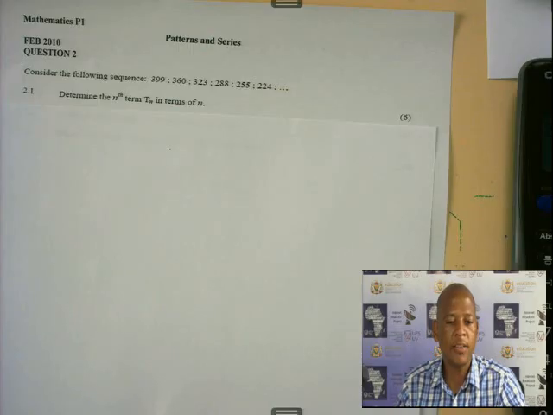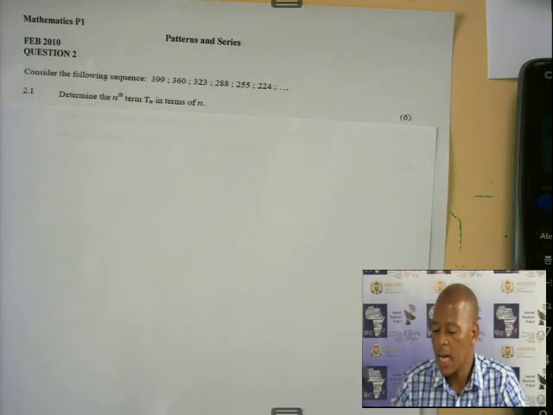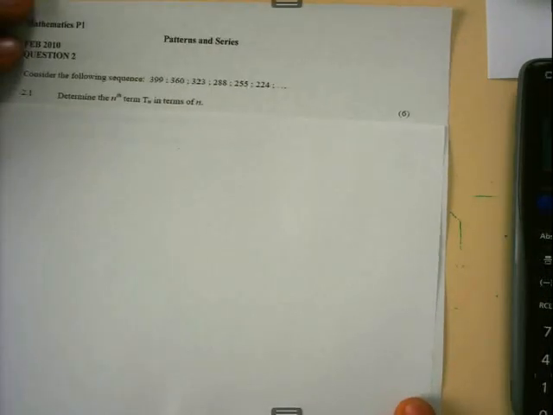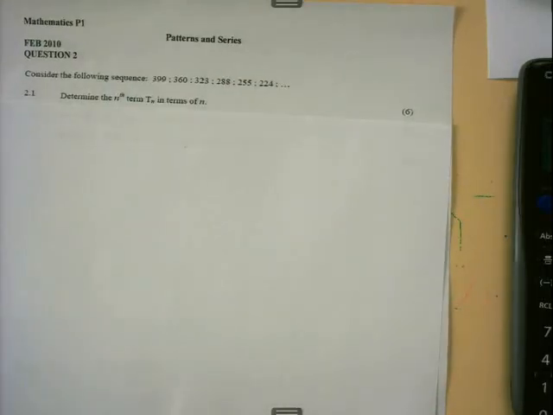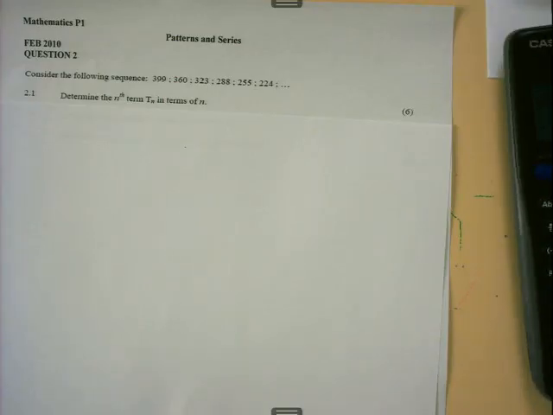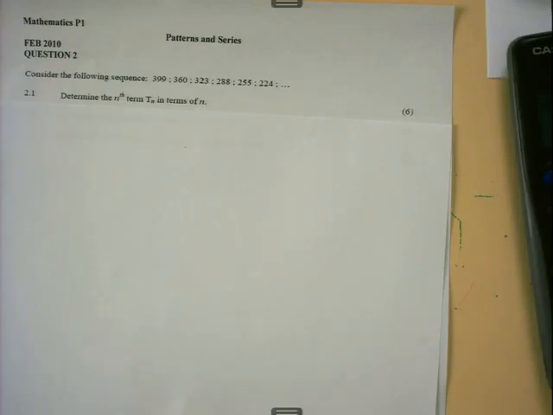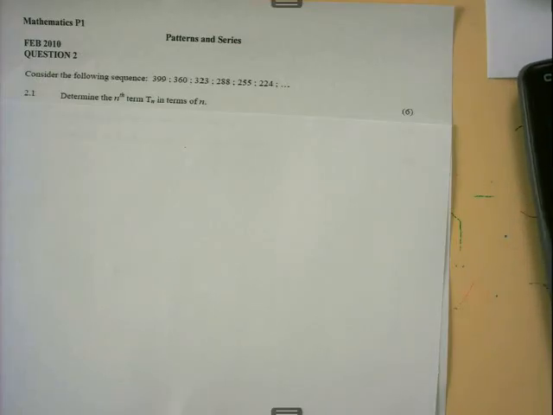Boys and girls, this is a 6 marks question. I'm going to give you 5 minutes to go through the question. Then immediately after that, we are going to discuss it. Remember, at the end of the day, your answer must be Tn equals an squared plus bn plus c.